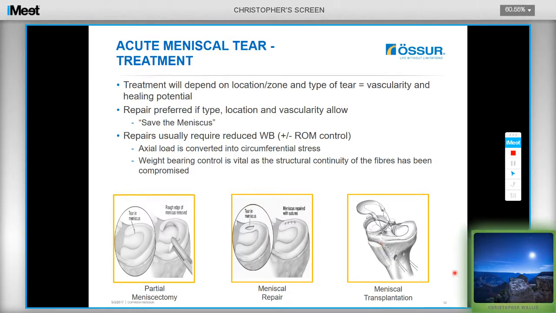Meniscal transplantation is another potential treatment option. Where the meniscus is extremely badly damaged, and in some cases beyond repair, meniscal transplantation is an option. It is only for countries where it is permissible, considering we're addressing countries across Asia Pacific here. I know there are countries where donor grafts and donor menisci are not permissible. But in those countries where it is permissible, it is certainly a possible treatment for the acute meniscal tear.